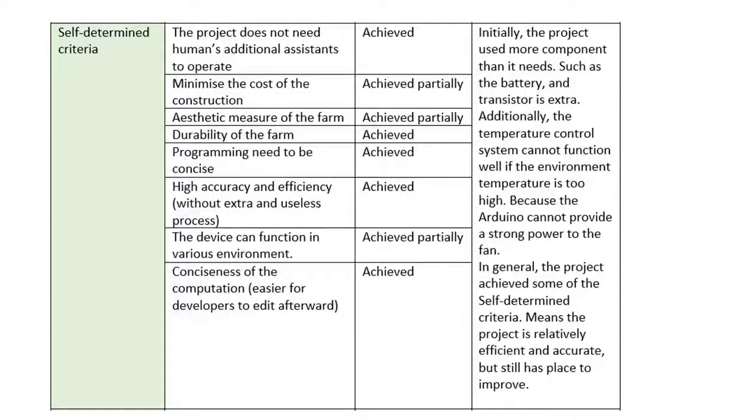The evaluations for the self-determined criteria are, initially, the project uses more components than it needs, such as a battery and transistor. Additionally, the temperature control system cannot function well if the environment temperature is too high, because Arduino cannot provide strong power to the fan. In general, the project achieves some of the self-determined criteria, which means the project is relatively efficient and accurate, but it still has room to improve.